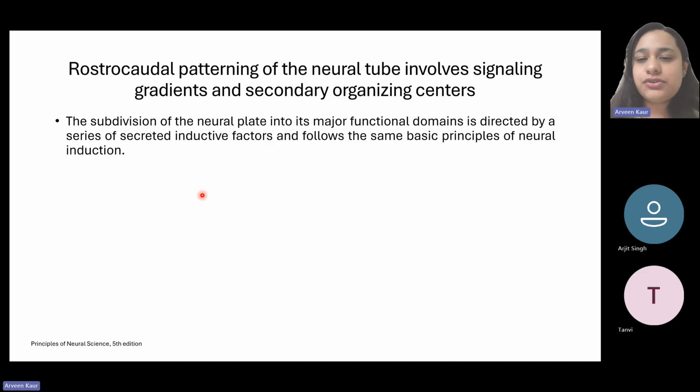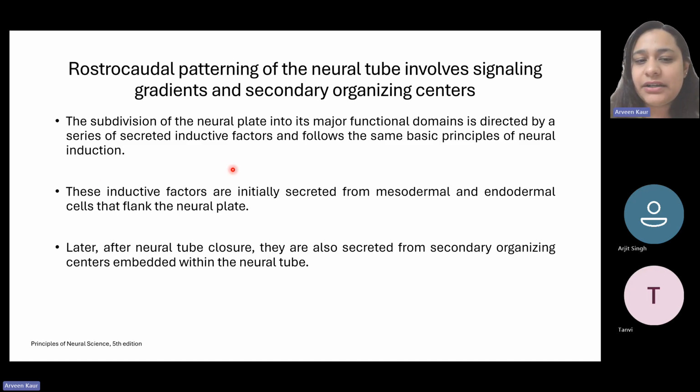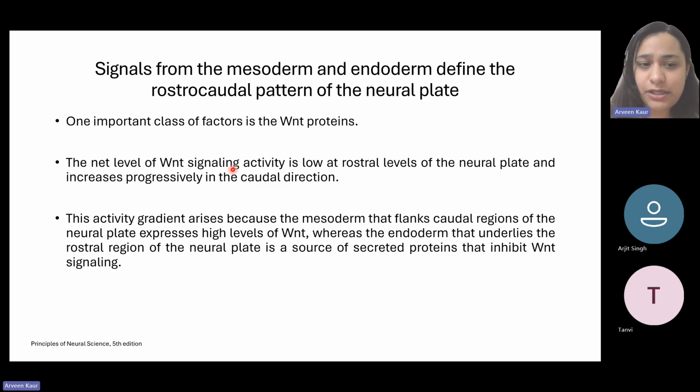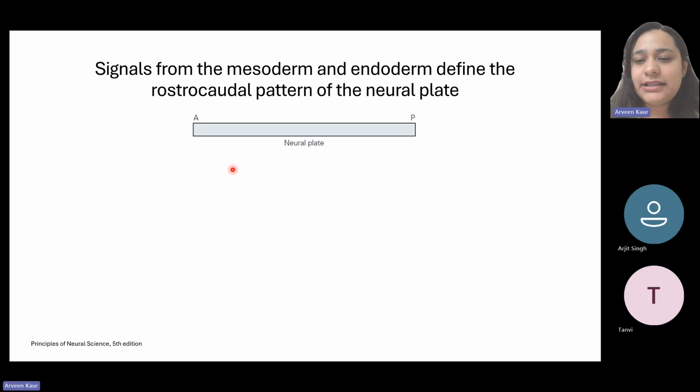Then we studied the rostrocaudal patterning of the neural tube, right? So what is rostrocaudal? I told you rostro means always directed towards the nose and caudal directed towards the tail, right? So nose and back, front and back, right? So we saw that there is some kind of patterning gradient, that is, there are some signals that will help in this patterning also. The major signaling pathway was Wnt signaling, right?